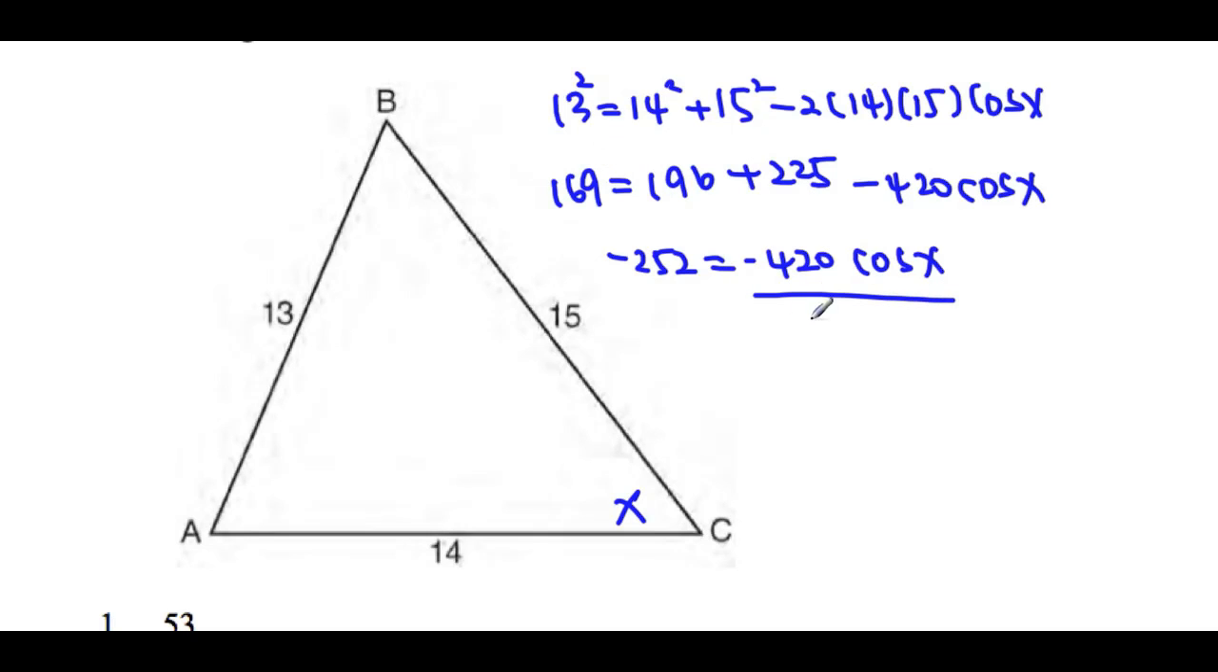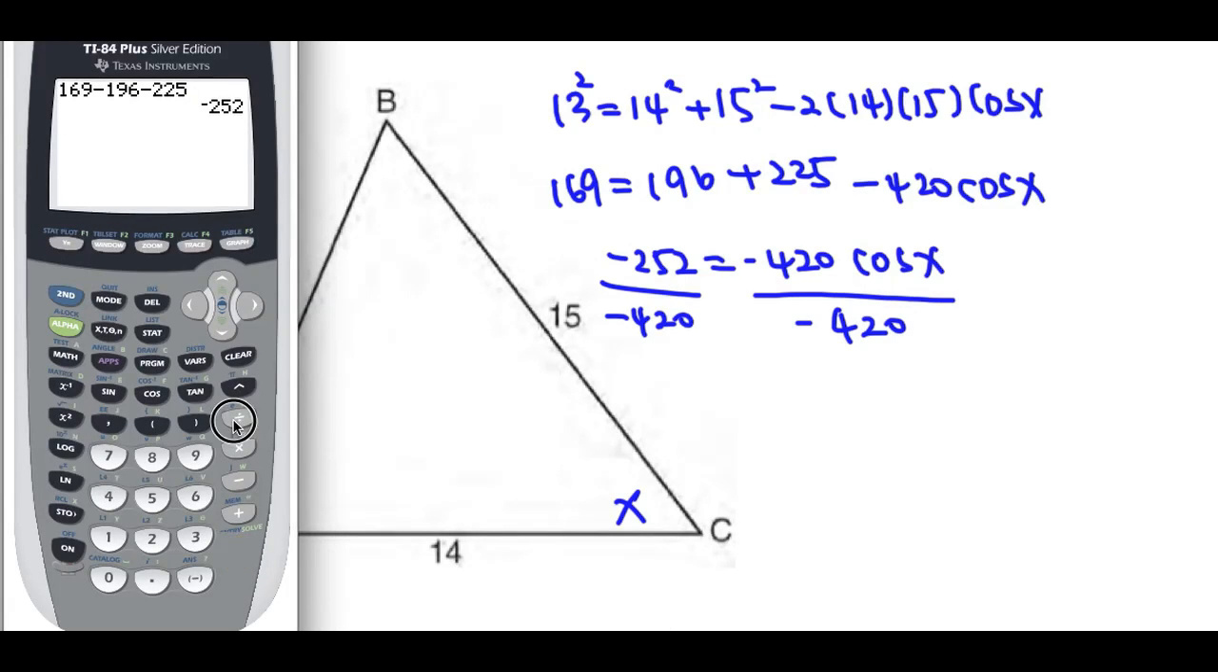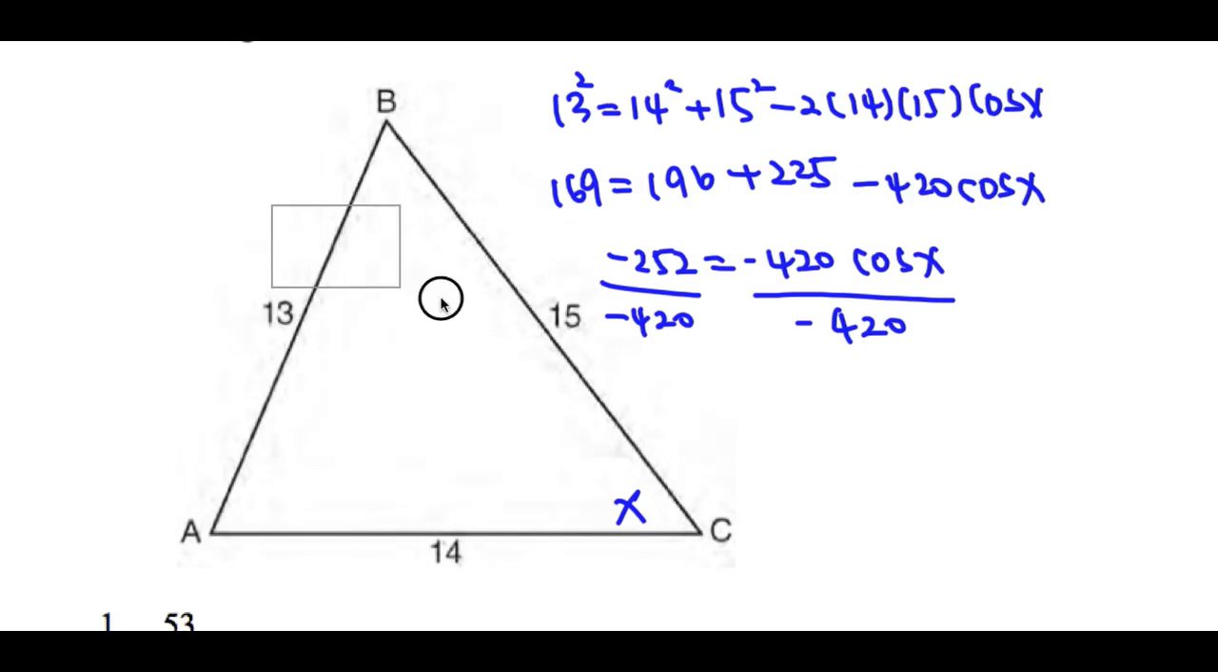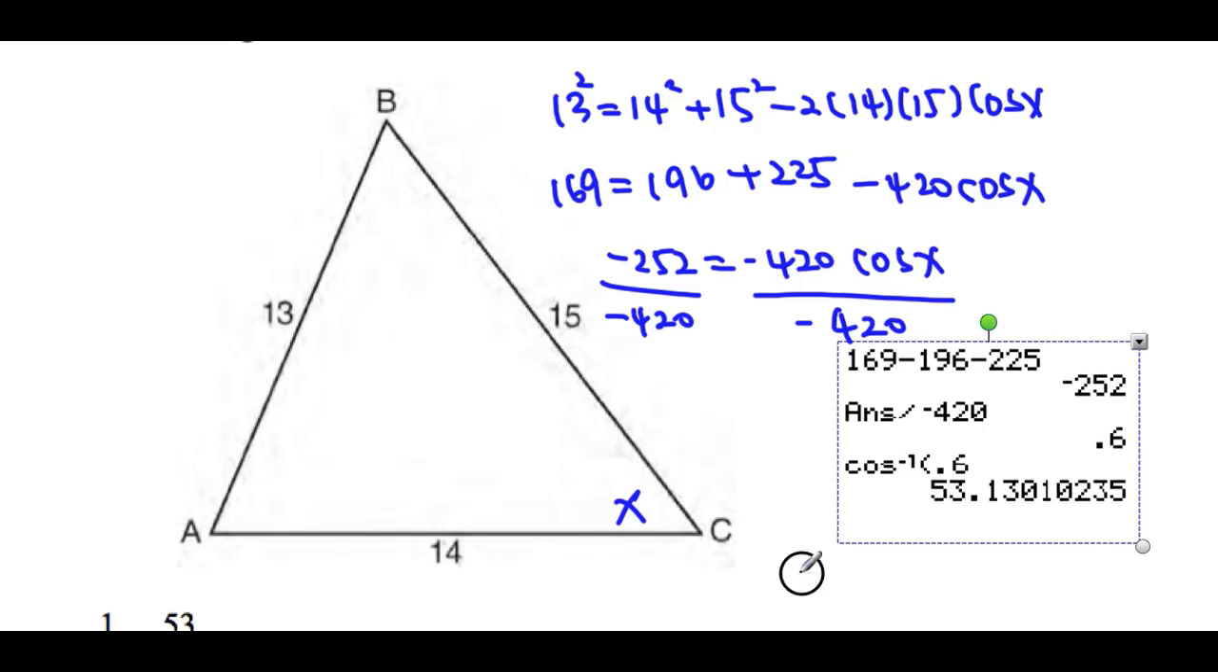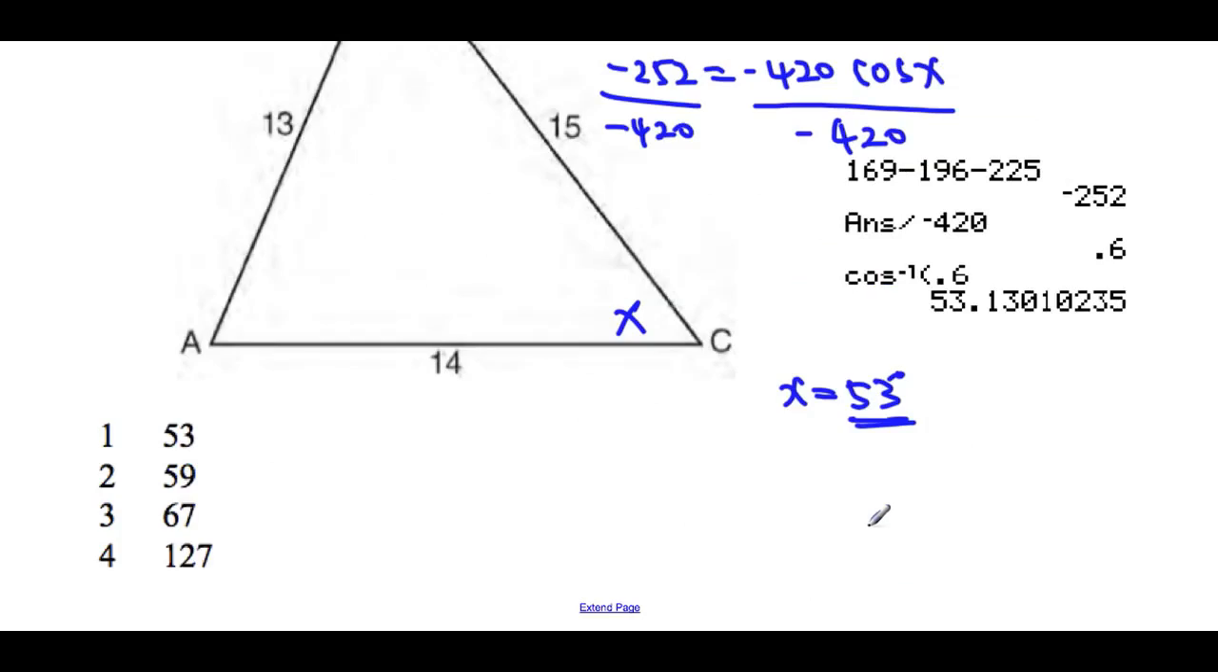So now what we have to do is divide by negative 420. Negative 420. Then we get that value, 0.6. Then in order for us to find the value of x, what we have to do is secant cosine, because we have cosine here, of the answer. We get 53 degrees. So therefore, our answer is choice 1.